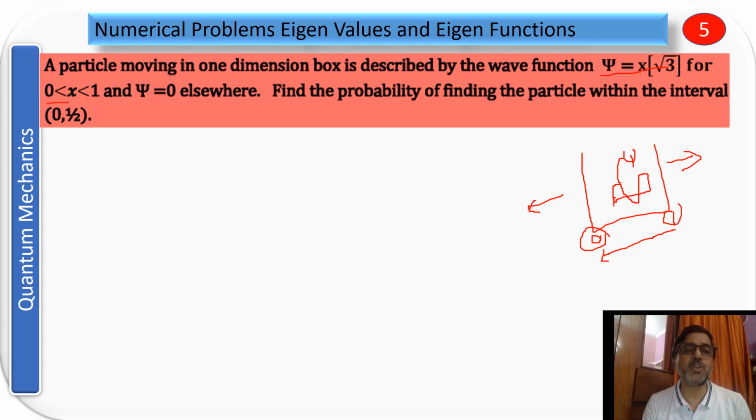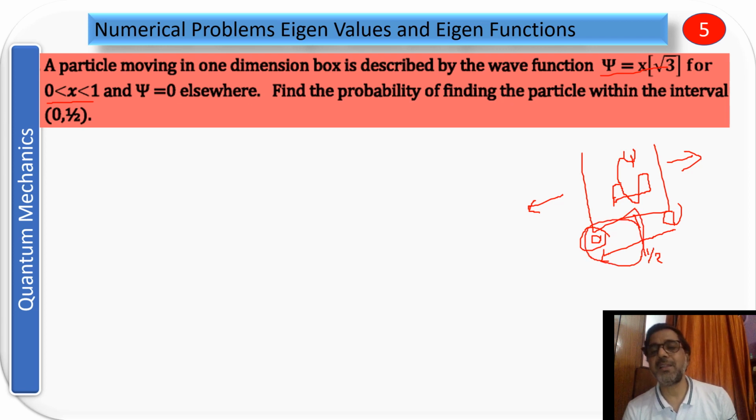It is lying between 0 to 1, but the probability has been asked between 0 to 1 by 2. So this is your 0 and this is your 1 by 2, right? So within this, what is the probability? That is, what is the probability of finding the particle only between these two, that is between 0 to half? Naturally, logically we can see it should be 50%, because the probability has been asked for half of the box. But let's use the concept and try to solve this problem.